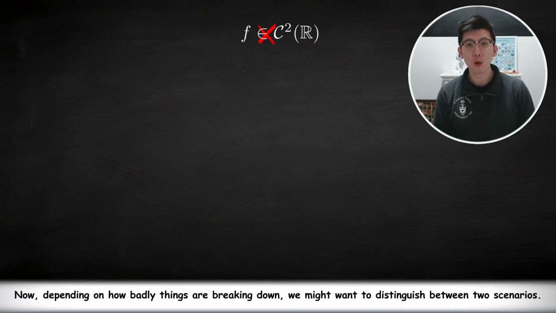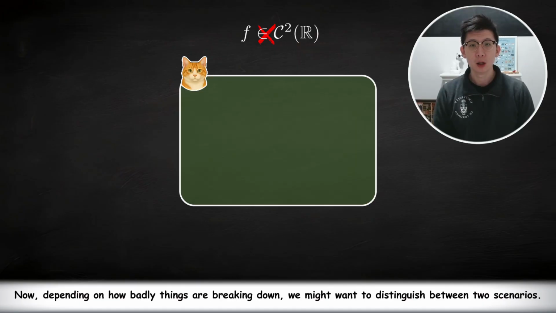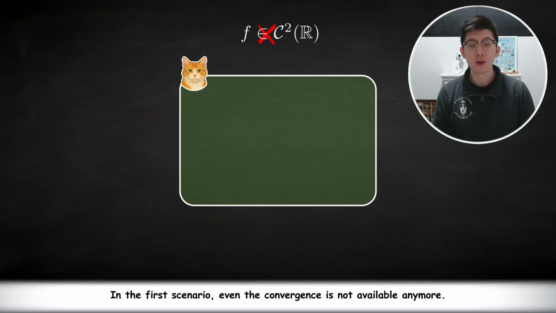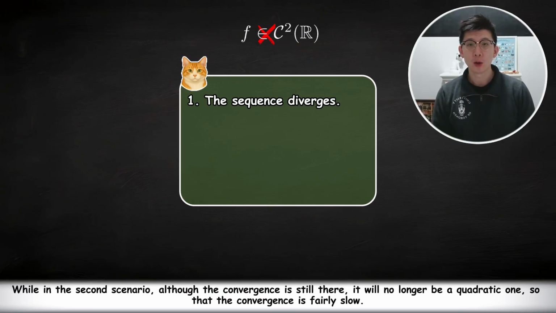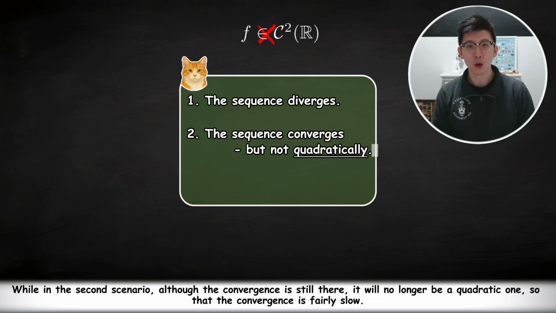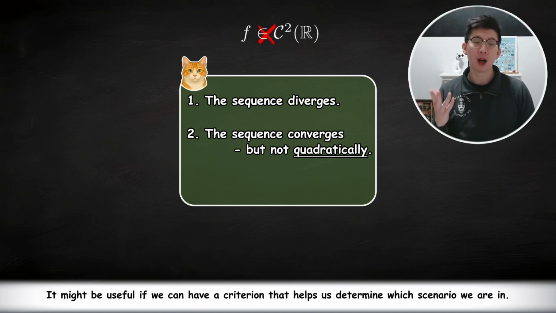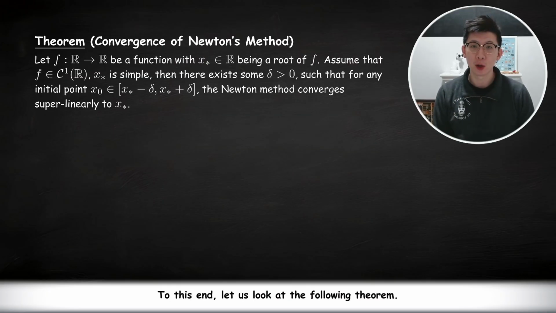Now, depending on how badly things are breaking down, we might want to distinguish between two scenarios. In the first scenario, even the convergence is not available anymore. The sequence under the Newton iteration will diverge. While in the second scenario, although the convergence is still there, it will no longer be a quadratic one, so that the convergence is fairly slow. It might be useful if we can have a criterion that helps us determine which scenario we're in. To this end, let us look at the following theorem.